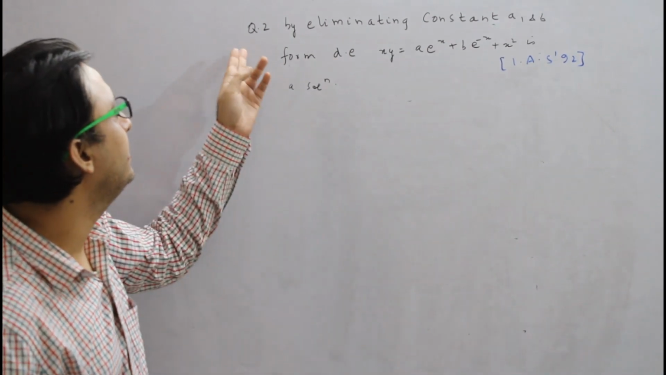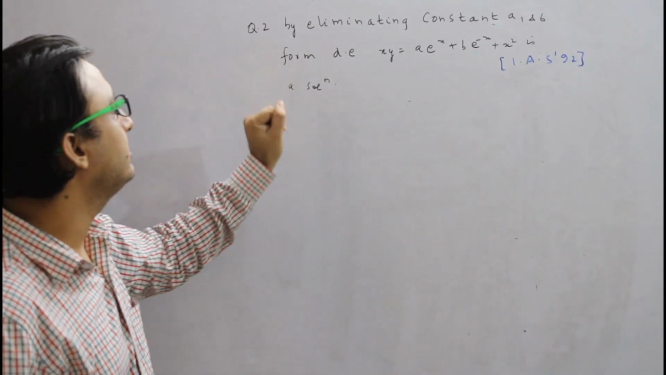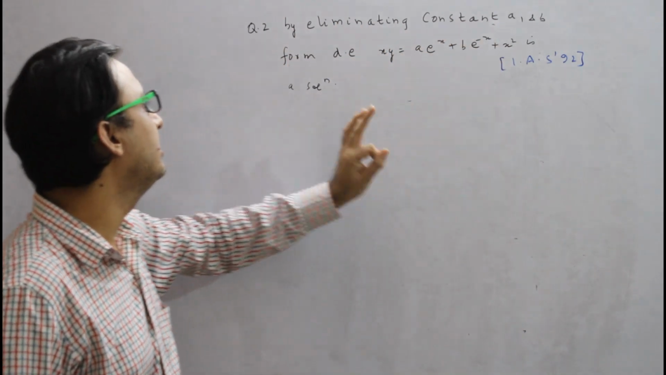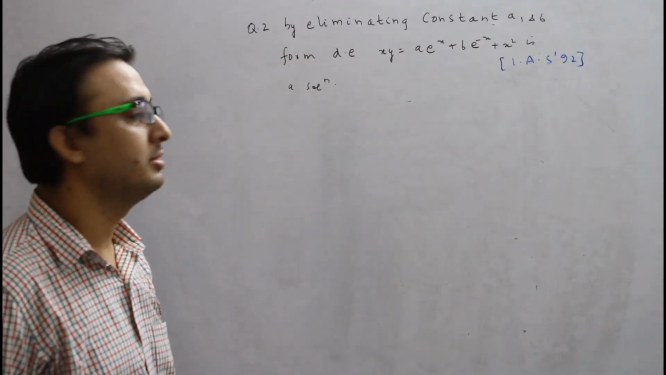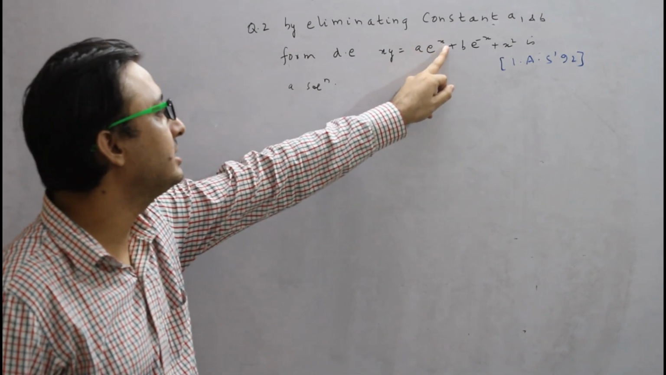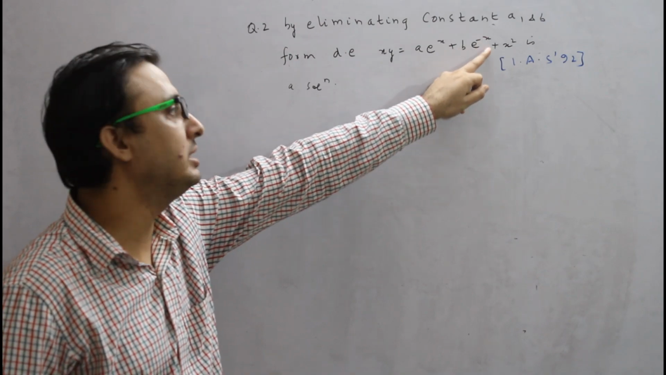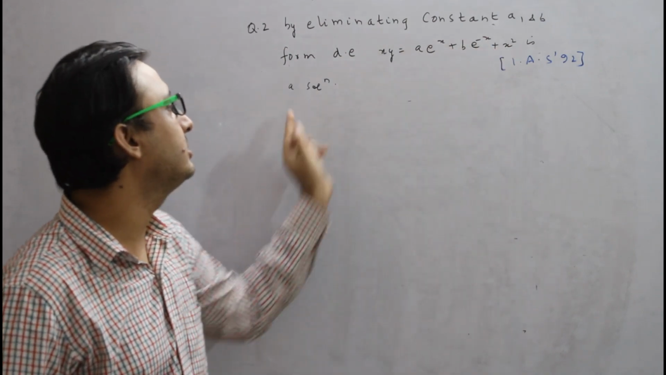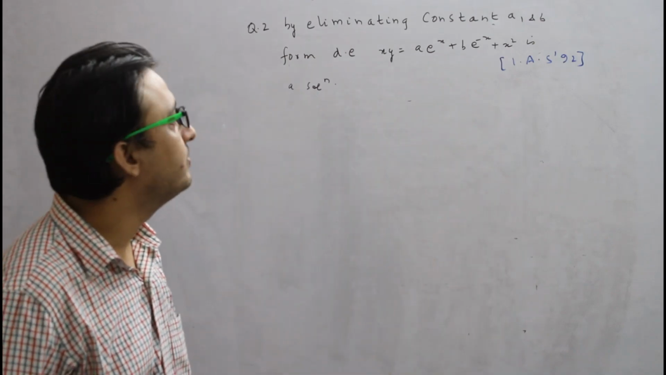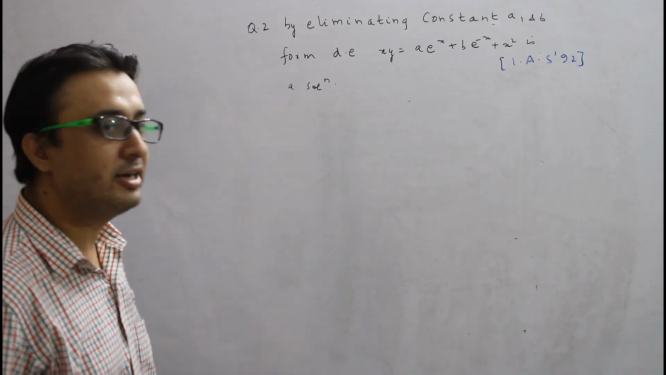Alright, so now we are going to take another question. The question reads: by eliminating constants a and b, we have to form a differential equation from this equation, xy is equal to a into e to the power x plus b into e to the power minus x plus x square, is a solution. This question was asked in IAS 1992. So we will follow our standard procedure.